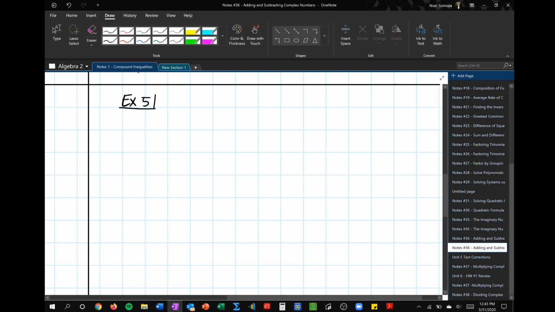With example 5, it's going to get a little bit more complex, so just stay with me. We have square root of negative 3c squared, so the c squared is inside right now, plus the square root of negative 27c squared, minus the square root of 45c squared inside this root.